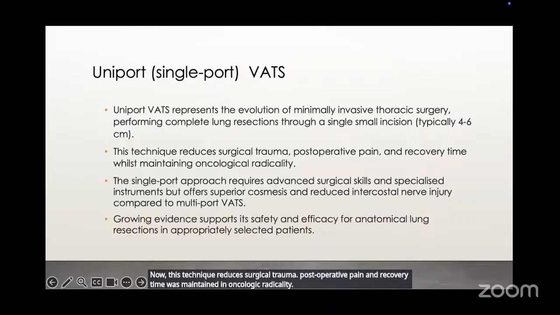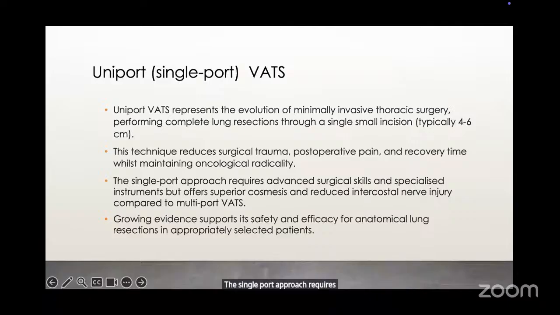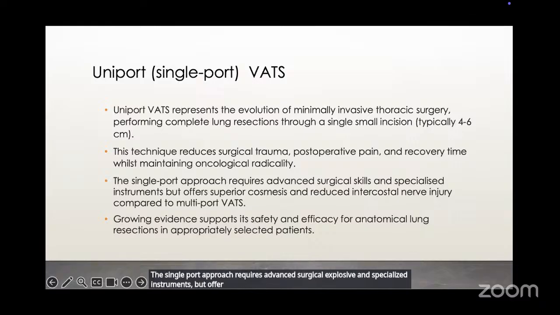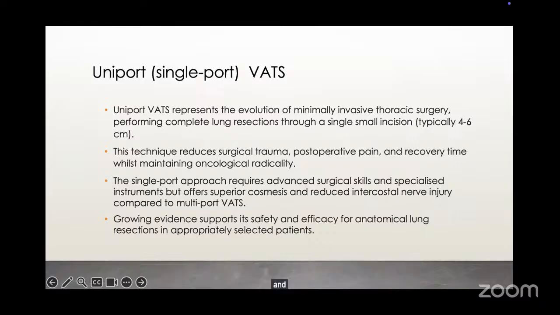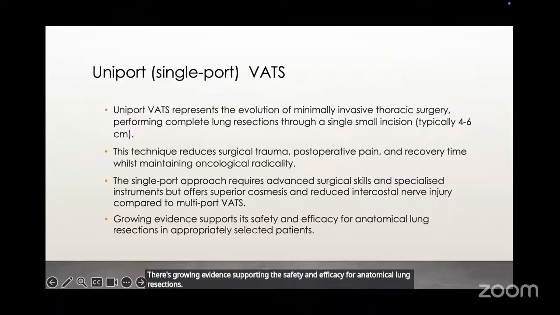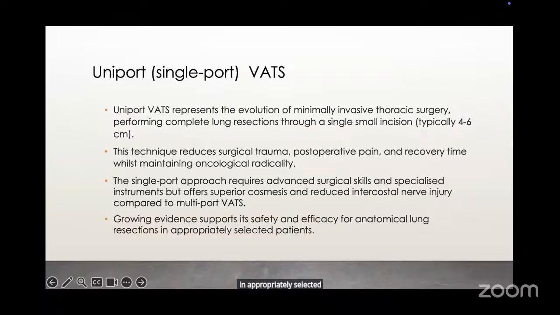The single port approach requires advanced surgical skills, however, and specialized instruments, but offers superior cosmesis and reduced intercostal nerve injury compared to multi-port VATS. There's growing evidence supporting its safety and efficacy for anatomical lung resections in appropriately selected patients.